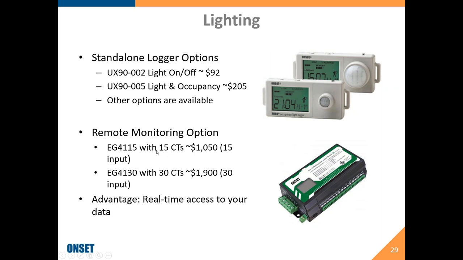From a remote monitoring sense, we have another option for looking at lighting from a building or panel perspective. That would be the EG4100 series. There's a 15 CT version and a 30 CT version. By deploying one of these in a panel, you can get real-time access to your data via Wi-Fi or cellular connection, and you can actually see as lights are turned on and off, because the loads, as they're separated in the unit, will flash up and down accordingly.